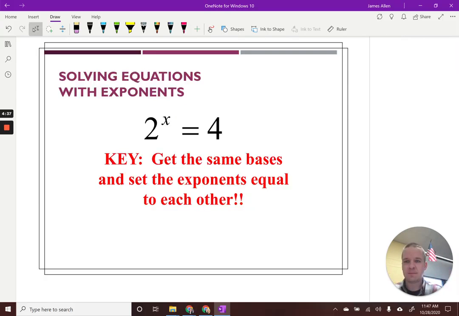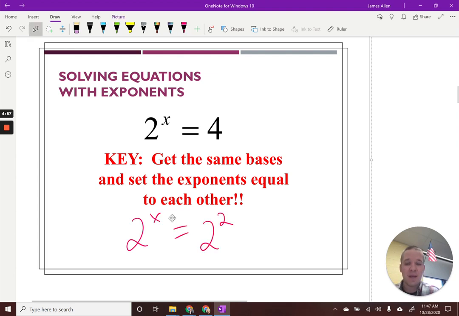Let's do it. All right, the key here in solving equations with exponents is get the same bases and set the exponents equal to each other. Let's do it in a very simple problem. I have 2 to the x equals 4. I can rewrite 4 as 2 to the 2nd power. So I'd have 2 to the x equals 2 to the 2nd. My bases are both 2 and 2.